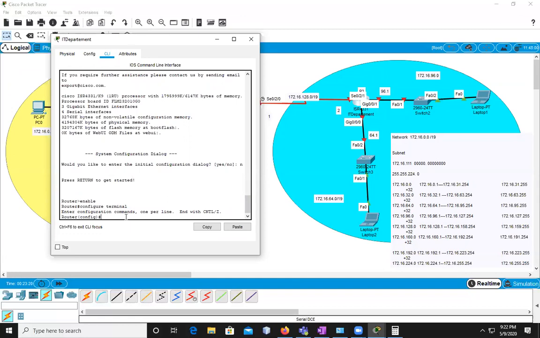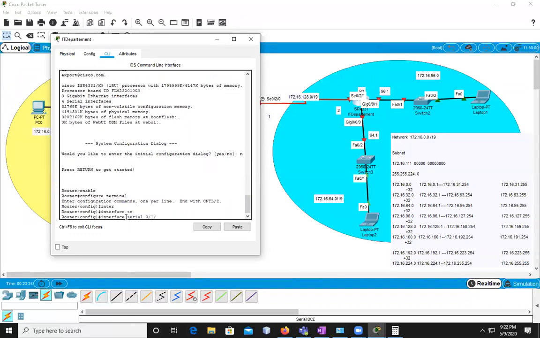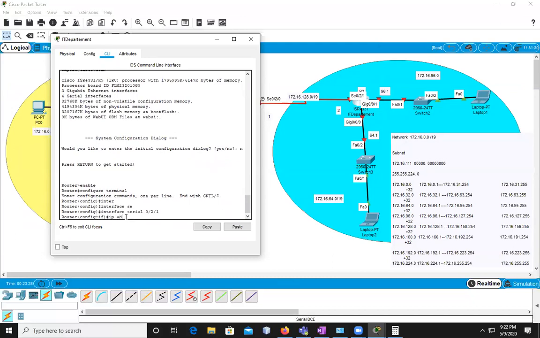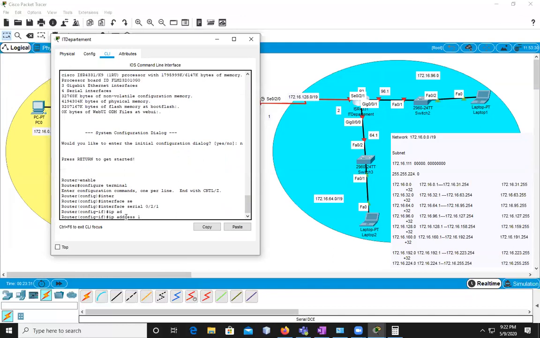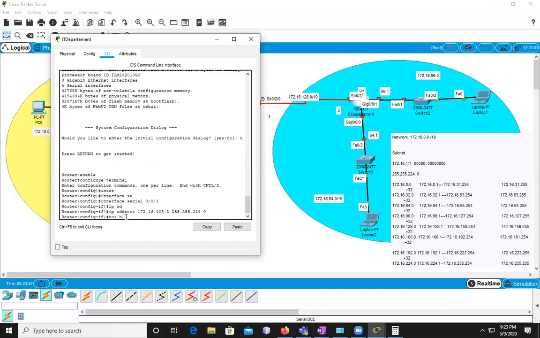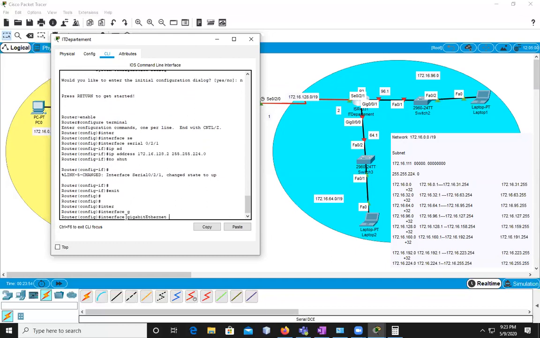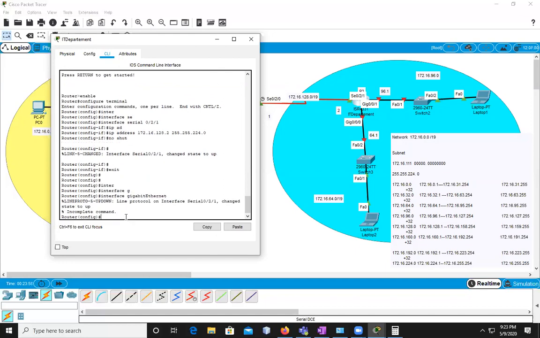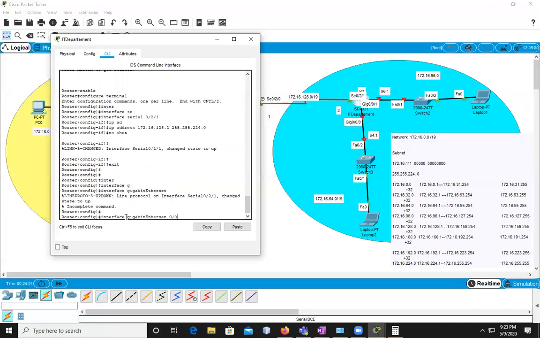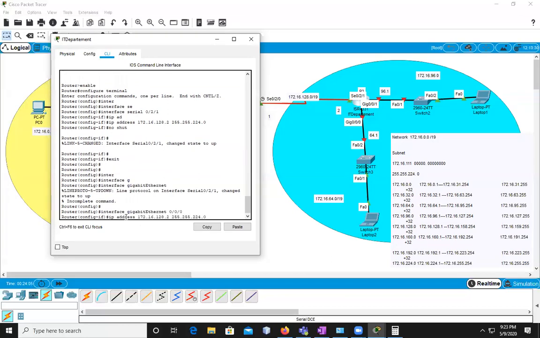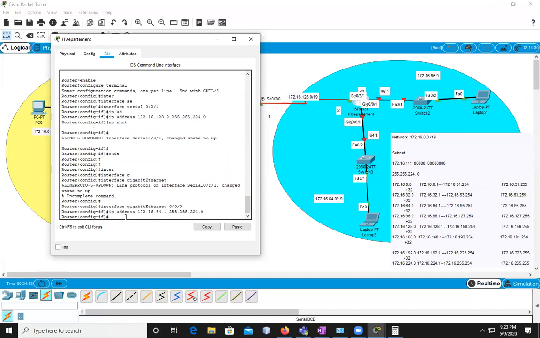So config terminal, and we are already at the interface. So serial 0/2/1, IP address 172.16.128.2, 255.255.224.0, right? Yes. No shut. Done with this. This is up. Then interface gigabit ethernet, the down one first. Interface gigabit ethernet 0/0/0. IP address for that is 64, right? So that means 64.1. That's it. No shut.